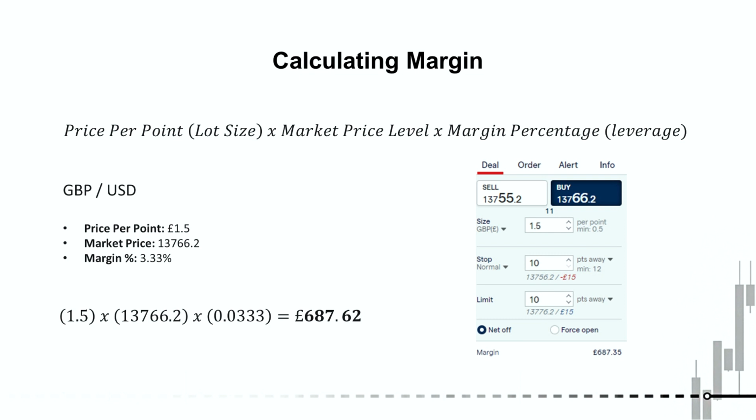£687. We're doing the price per point, £1.50, times the current market price, which you can see on the screen there is 13766.2, and the margin requirement on pound dollar is 3.33%. That all works out to equal £687.62. So what this means is, as long as I have at least £687.62 in my account of my own money, I can place this trade.